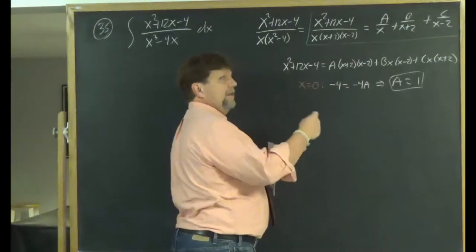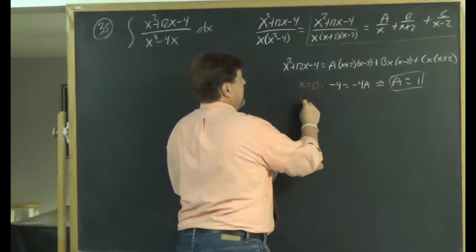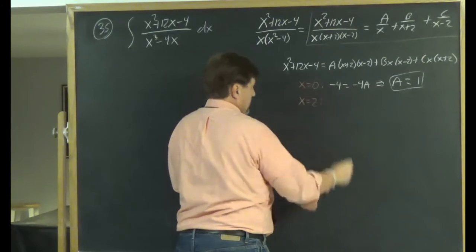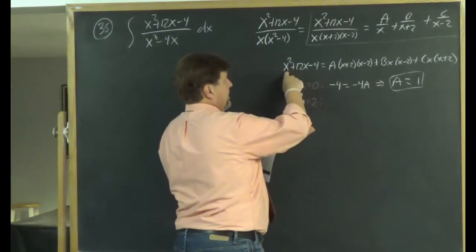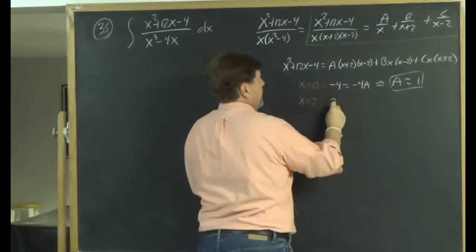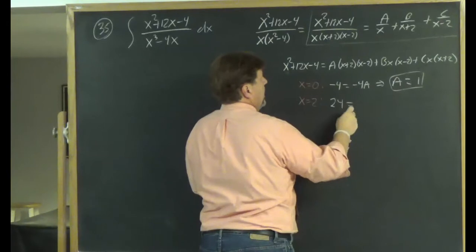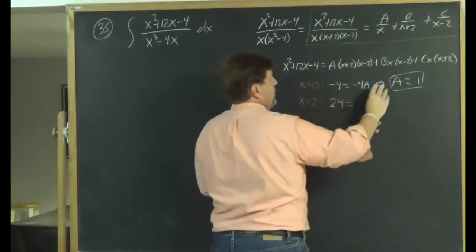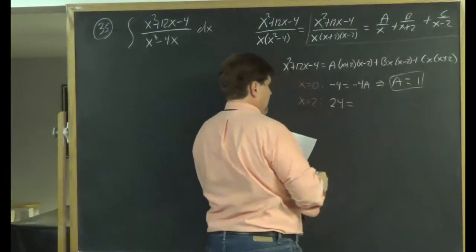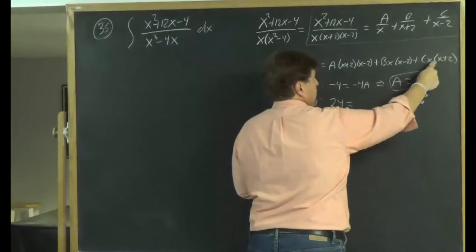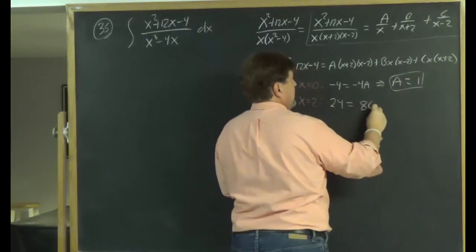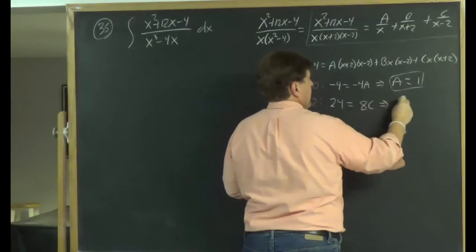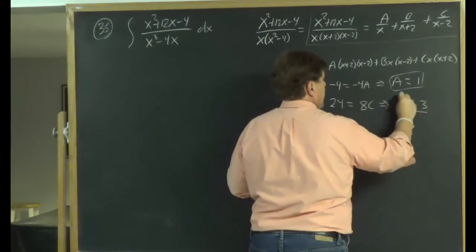All right, the next convenient value I pick is x equals 2. When I pick x equals 2, 2 comes in here for the x. You get 4 plus 24 minus 4. That gives you 24. That is 0. That is 0. So 2 times 4 is 8, so you get 8C. So you end up with C is equal to 3.